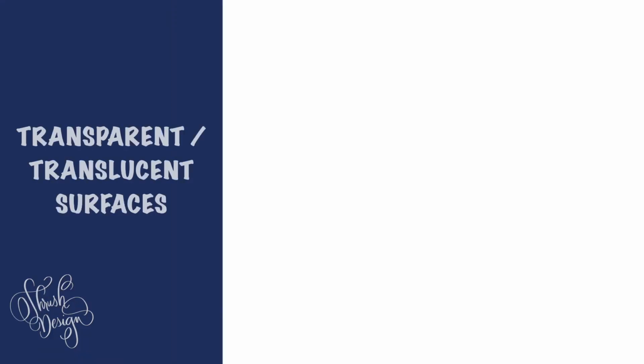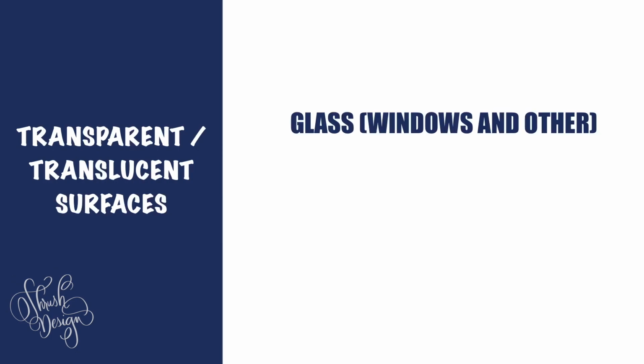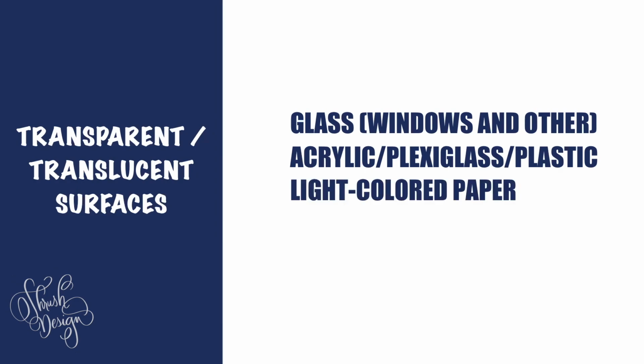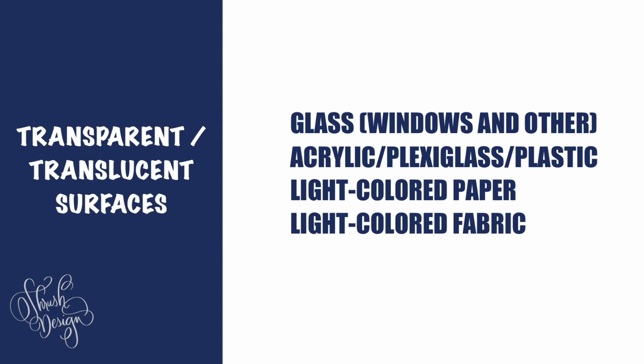So for transparent or translucent surfaces, there are a few examples. If we're talking about complete transparency, as in completely clear, there are two main types here. There's glass, so that can be windows or even most picture frames are glass. And then there's also clear acrylic or plexiglass or plastic. Now both of those can also be more translucent if they're tinted a certain color. And then two more translucent types are light colored paper or light colored fabric or canvas.